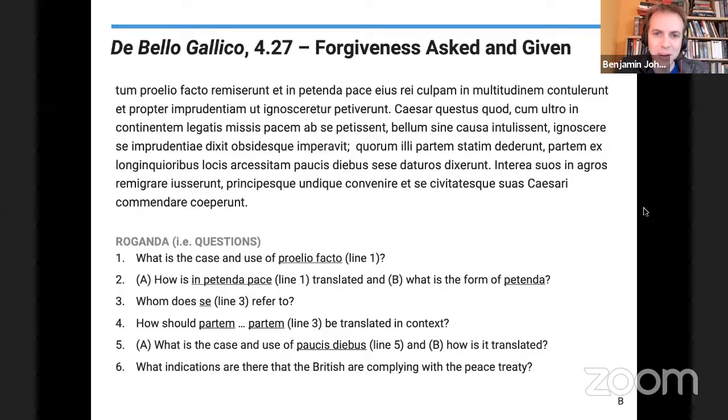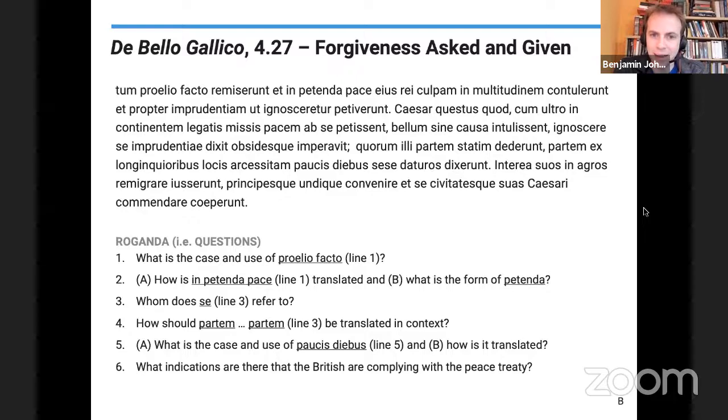Caesar is going to have a little bit to say to these legates and so forth. And so let's look at these questions here. We only have 6 this time. What is the case and use of proelio facto? Notice that there are 2 words there in the ablative case. Then we have this gerundive clause. How is in petenda pace, line 1, translated? And what is the form of petenda?